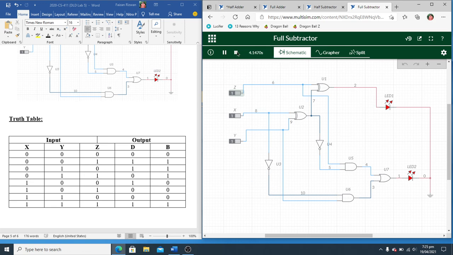So we check that all of our circuits are working perfectly fine and match the truth table.